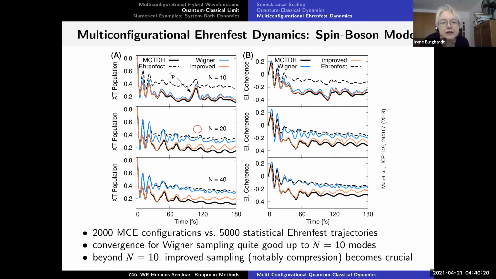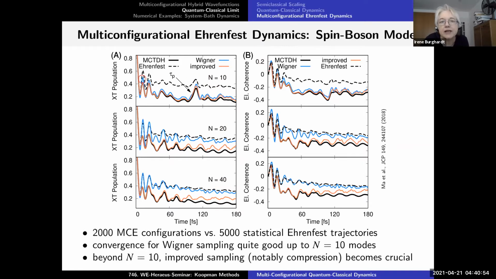And if we do this, you get this type of picture for a spin boson type model. I'm going to say more about this system in the third part. So here, just take this as a spin boson model. We have a two-level system in the quantum part, and then we have a variable number of modes in the part that is becoming classical. And n equals 10, 20, 40 means that these are the explicit numbers of vibrational modes that are treated in the spin boson Hamiltonian.